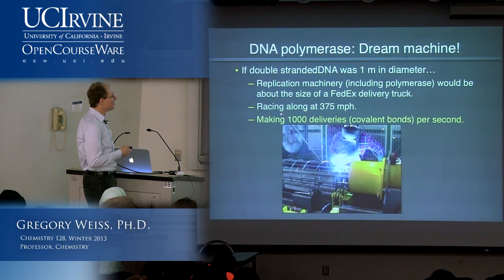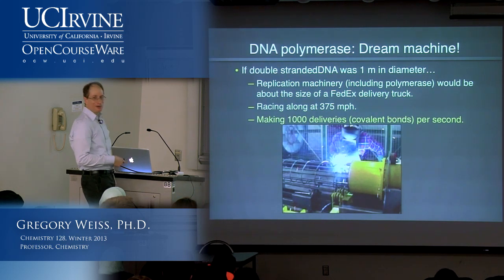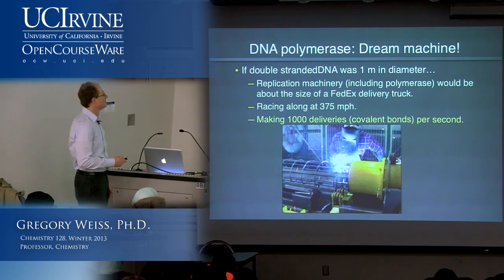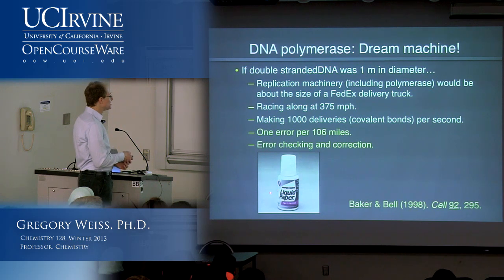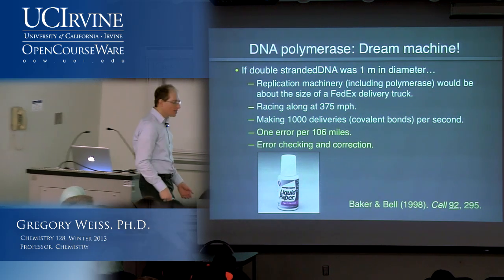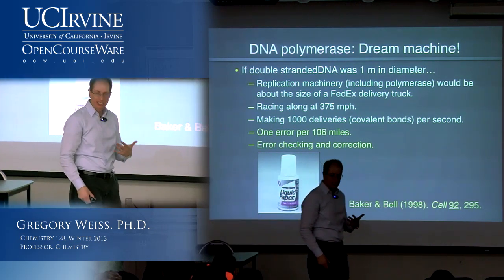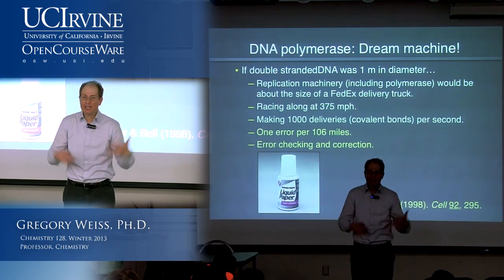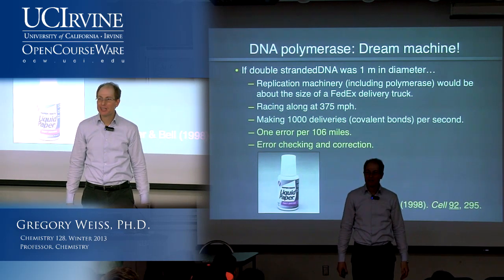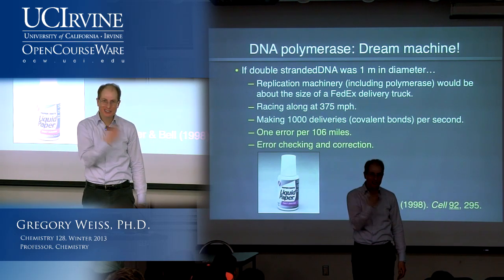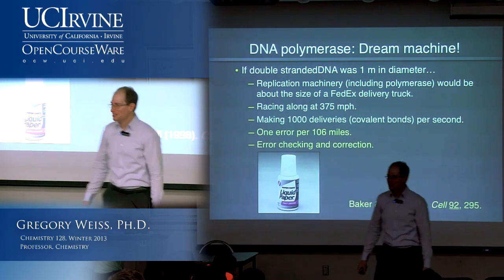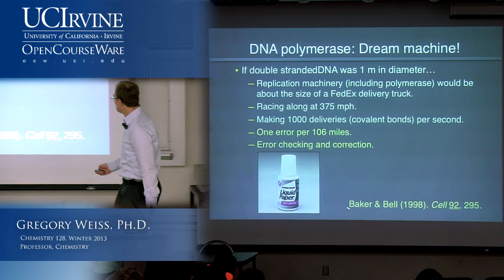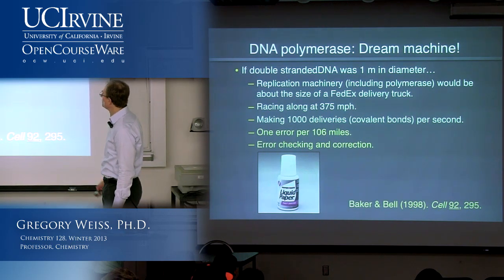Furthermore, it's making about 1,000 covalent bonds per second, which is insanely, insanely fast. And in addition, I haven't talked about this yet, but there are other subunits of DNA polymerase that are providing an error checking and correction function, such that the enzyme is making, to scale, 1 error every 10^6 miles or so. Which is extraordinary. 375 miles an hour and 1 error every 10^6 miles. This is truly remarkable stuff. You could read more in this reference down here.